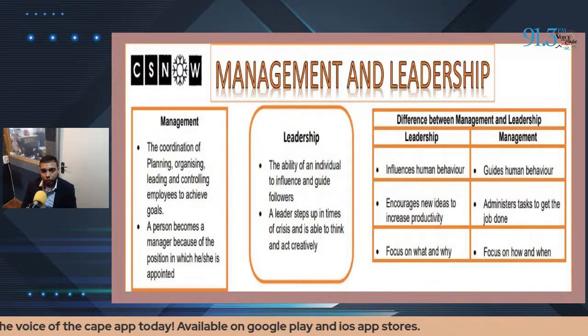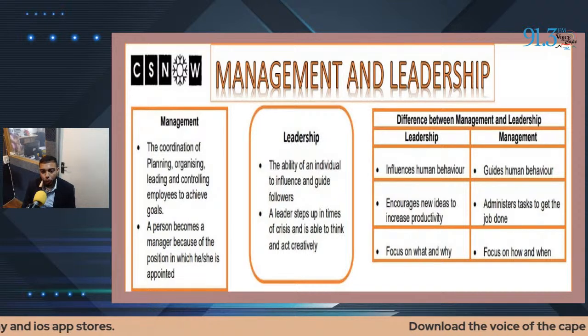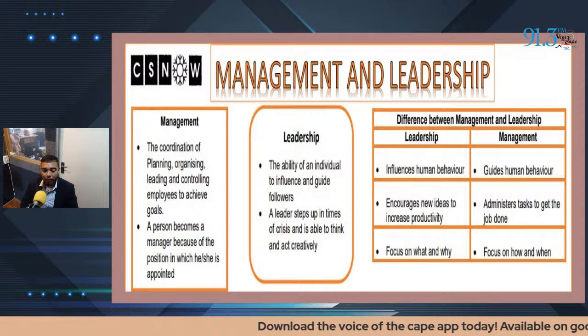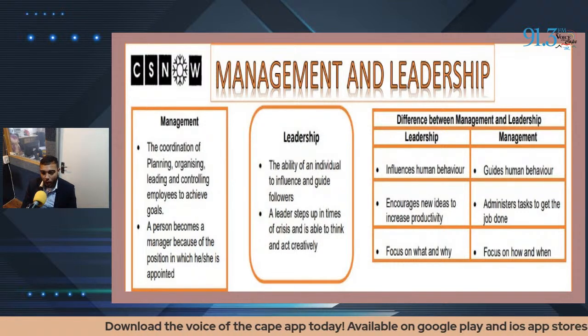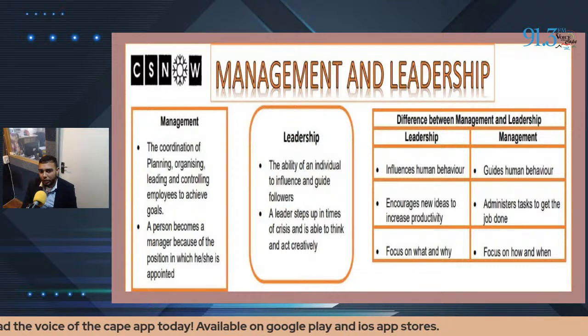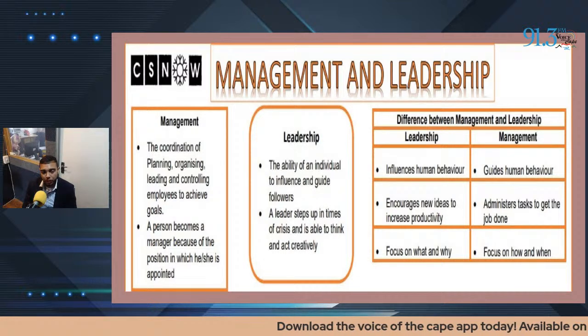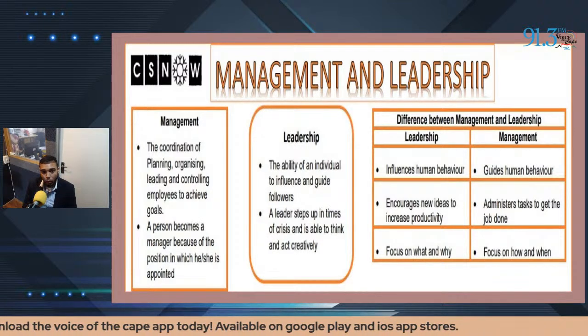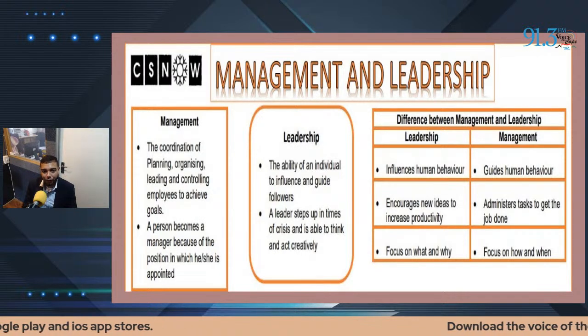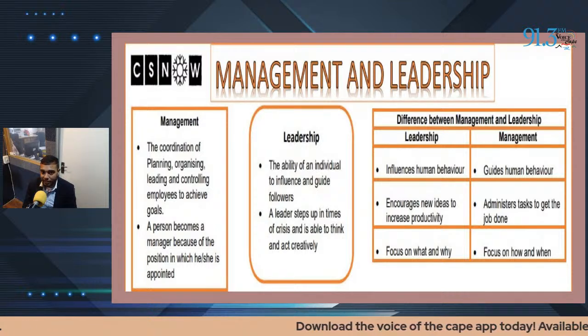So, our first topic of the day would be management and leadership. With these questions, we're going to have to distinguish between the two. Management will be asked in question 1 in a multiple choice question on the coordination of management. The coordination of management would be planning, organizing, leading, and controlling employees to achieve goals. A person becomes a manager because of the position in which he or she is appointed. Leadership is the ability of an individual to influence and guide followers. A leader steps up in times of crisis and is able to think and act creatively.